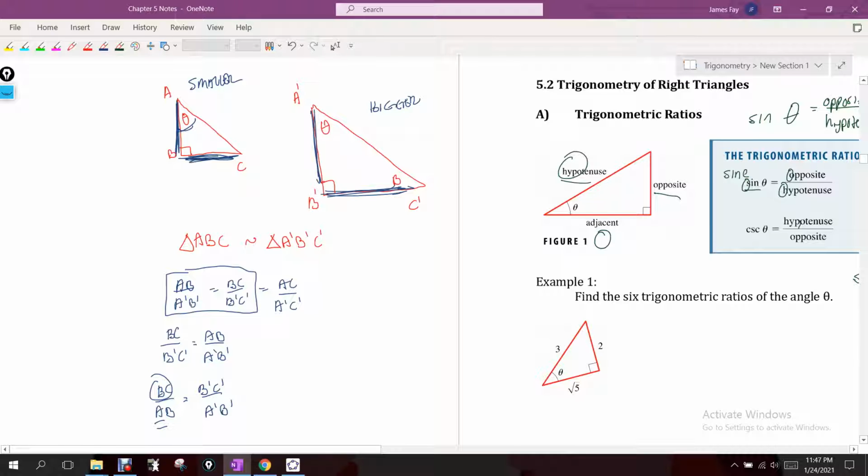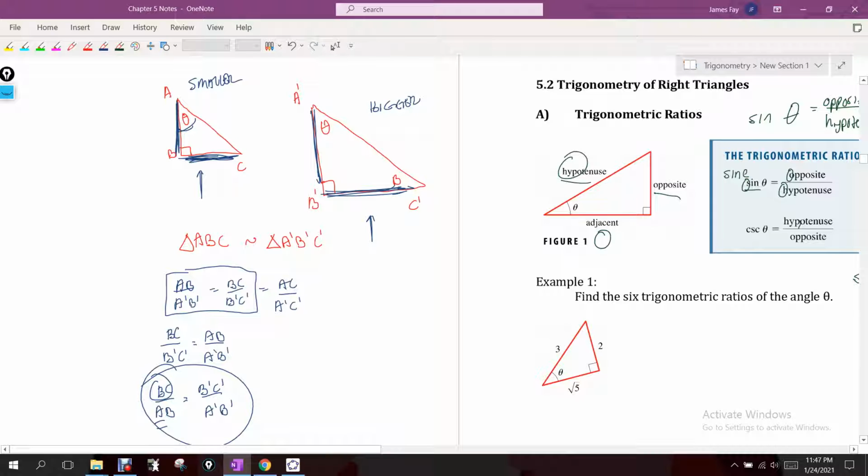So the comparison of that set of segments to that set of segments, even though the segment lengths in the triangle on the left are smaller than the segments of the triangle on the right, their ratio is the same. And in this situation, because we're looking at opposite over adjacent, that's the tangent relationship.